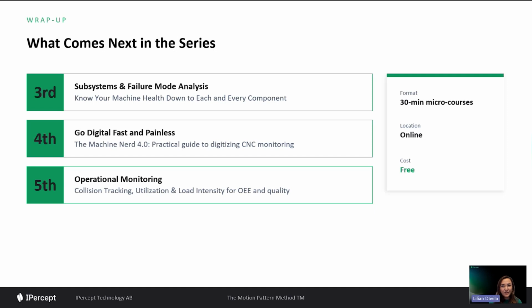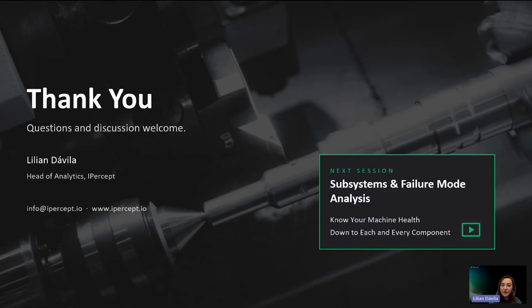We have 3 more sessions coming up. Session 3 goes deeper into the subsystems and the failure mode analysis. So if you want the theory and engineering behind the defects we looked at today, that's the one for you. We have session 4 as well, which is the practical guide on how to implement this on your CNC fleet. And lastly, session 5, which covers operational monitoring: collision tracking, utilization, load intensity, and how process health really connects to OEE. So thank you very much for your attention.